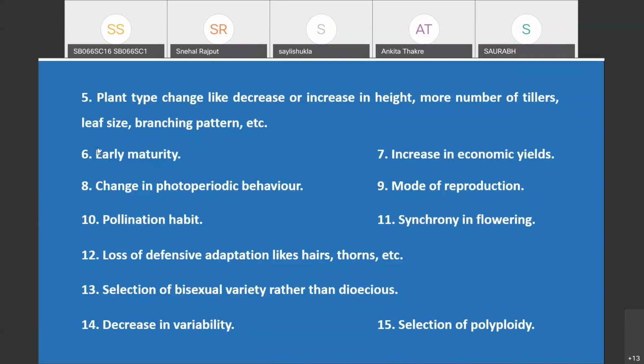Okay, the life cycle in some of the plants becomes shorter due to domestication. That means the crop gets matured very early. The examples of this are cotton and Cajanus cajan. Cajanus cajan means our tur dal.